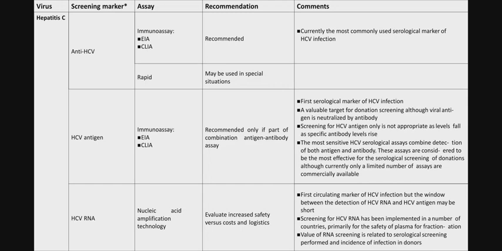Then the antigen testing for HCV is tested using enzyme immunoassay and chemiluminescence, recommended only as part of the antigen-antibody assay. The antigen, like we saw in the previous discussion, is the first serological marker of the infection. The screening of the antigen only is not appropriate as the levels fall when the antibody levels rise. So, the antigen and antibody can be done in combination.